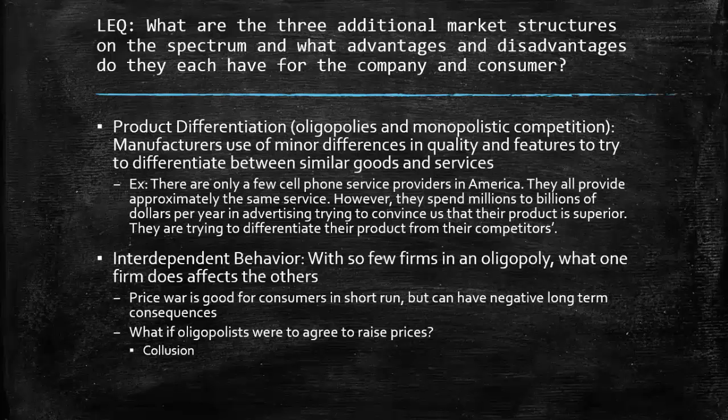Now let's look at that fourth characteristic of oligopolies, and that is interdependent behavior. So if independent behavior means my actions don't affect anyone else in the industry, interdependent means my actions will impact other people in the industry. Now, I want you guys to remember about competition. A price war is good for consumers in the short run, but can have negative long-term consequences.